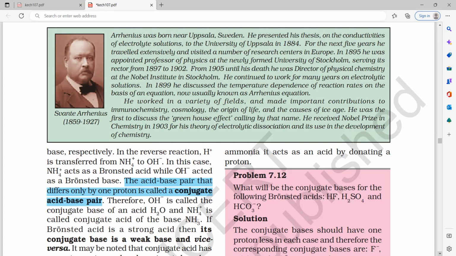So this is the conjugate acid of the base ammonia. Ammonium is the conjugate acid of the base ammonia.